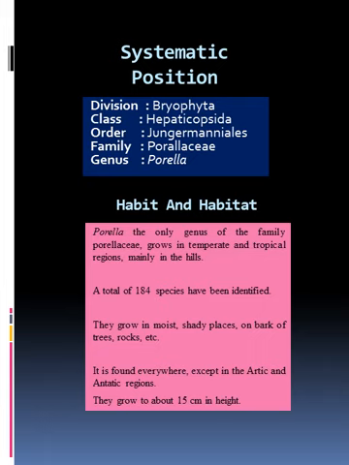Usually Porella grows on moist and shady places. They usually grow on the bark of trees, rocks, etc. It is cosmopolitan, so it is found everywhere except in the Arctic and Antarctic regions. They grow to about 15 centimeters in height.